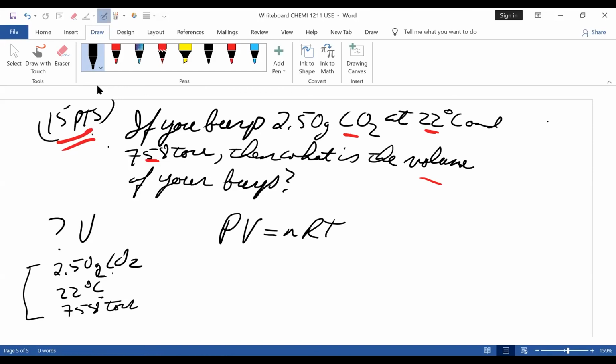Now, what are you being asked to solve for? V. I'm going to let you try just with the letters, solve for V. I'll give you 30.5 seconds to do that.